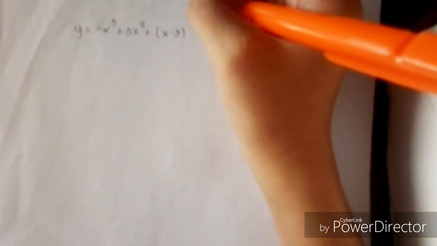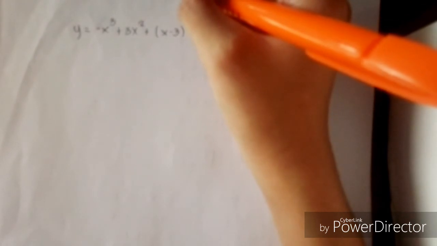Here we are to the second example. Find the solution of the system. The equation we will get is y equals negative x raised to the third power plus 3x to the second power plus quantity x minus 3. And the linear equation we will get, or the given, is y equals quantity x minus 3.